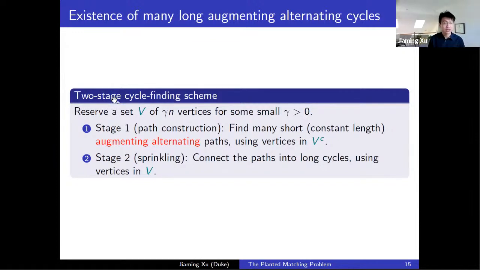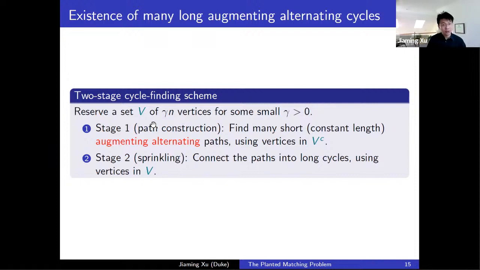So let me actually explain the idea here. Imagine now you have this bipartite graph, right? You first reserve a set of vertices called V of roughly gamma times n vertices, where this gamma will be chosen as a very small constant. So you reserve a very small portion of left vertices and also its corresponding right vertices.